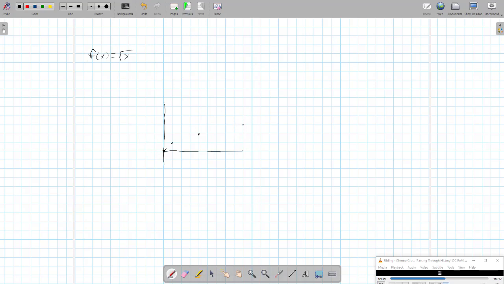All right then. Oh, that's much better. I'm getting the hang of it. All right. So square root of x looks like that.